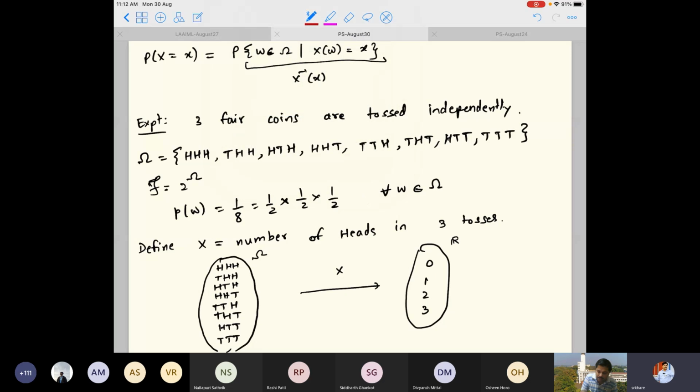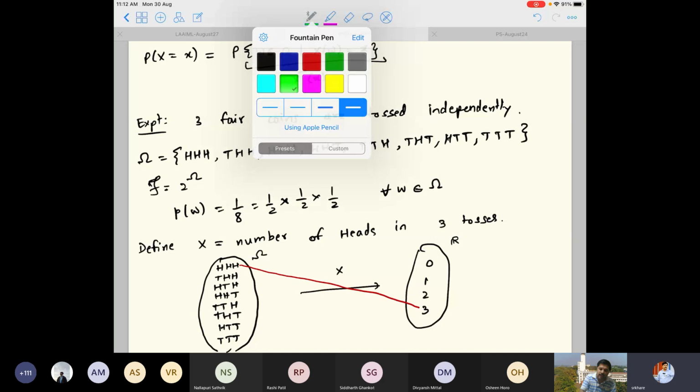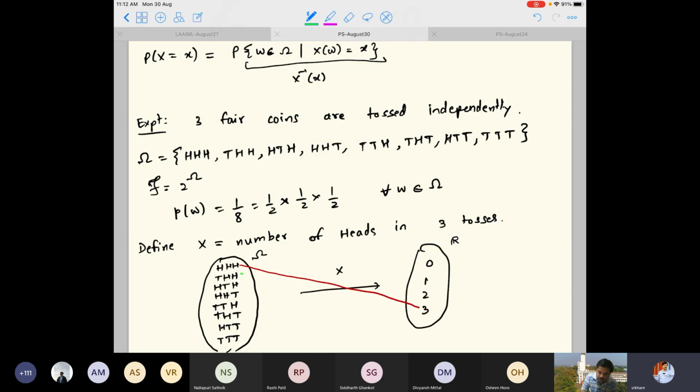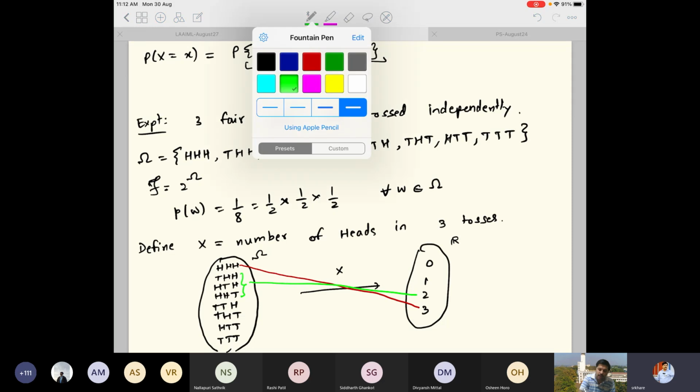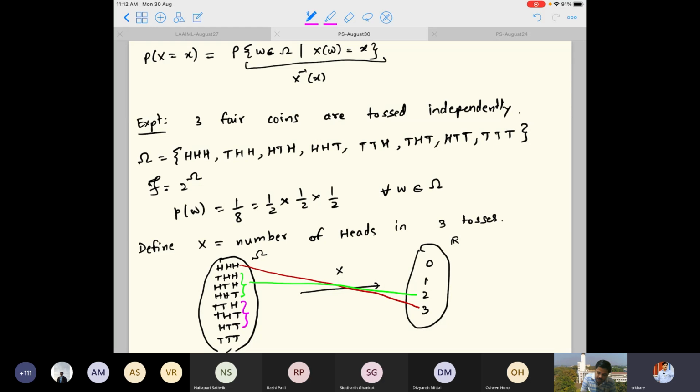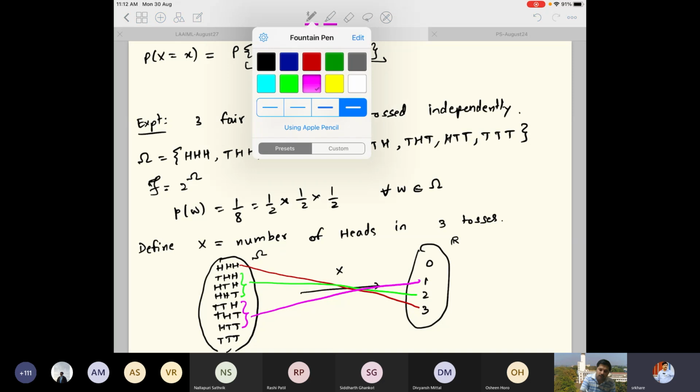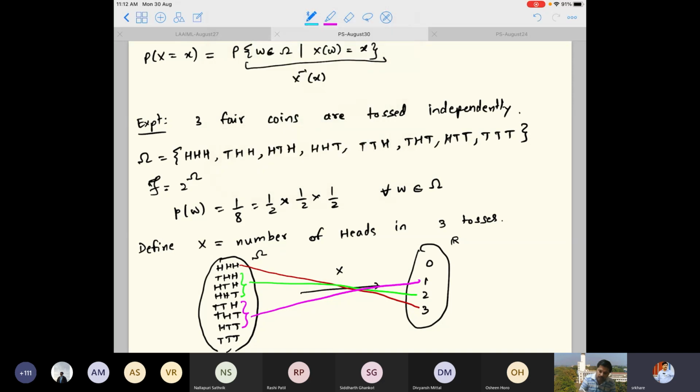Then what is the mapping? The mapping is that HHH goes to 3. Then what is the other mapping? There are 2 heads in each of these 3 outcomes, so all these 3 go to 2. Then you have the collection of sample points with only one head, so that is going to go here. And finally, you have TTT, which is going to go to 0. So this is how the mapping is going to happen.